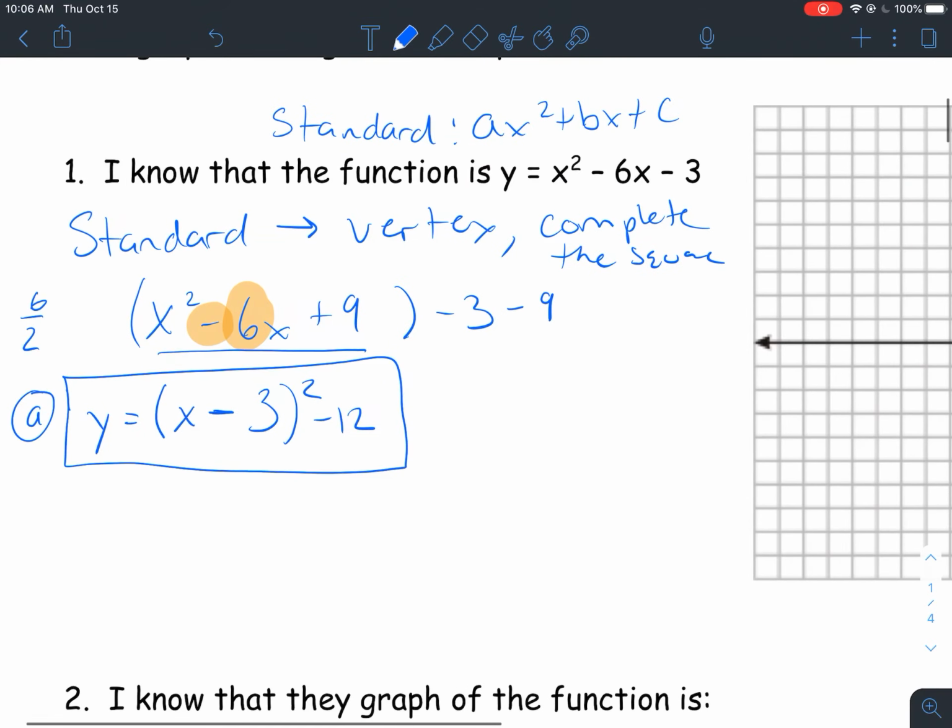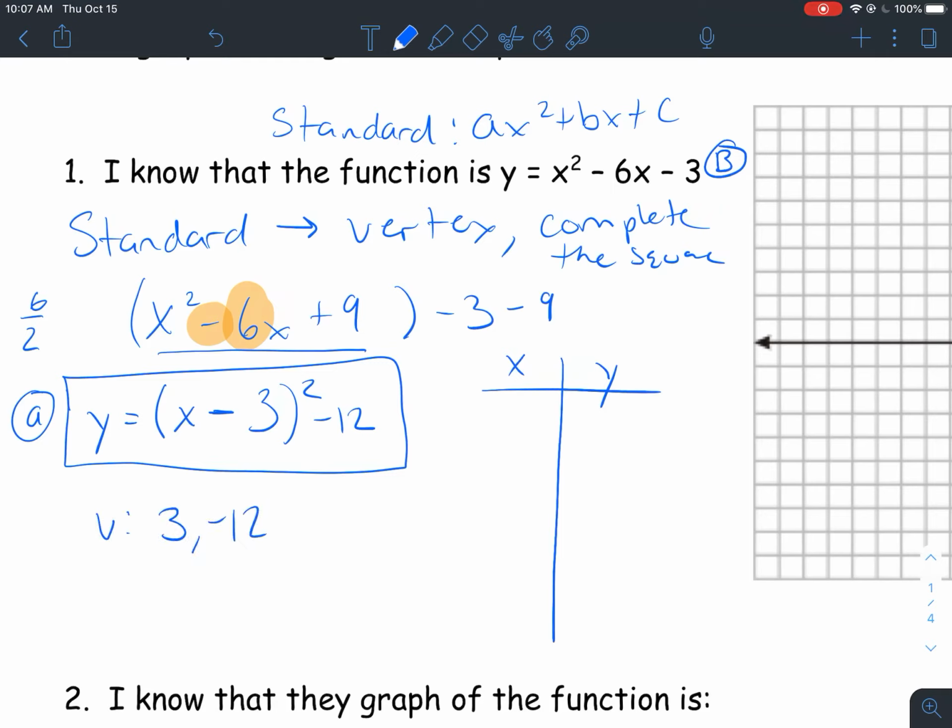Then they ask for the standard form, which they already gave us. This is actually your answer to B. Then it says you're supposed to do a graph showing at least 2 points on either side of the axis of symmetry. So let's make our chart. And we've got our vertex. I guess it's important to be able to identify the vertex here. So the vertex here is going to be 3, negative 12.